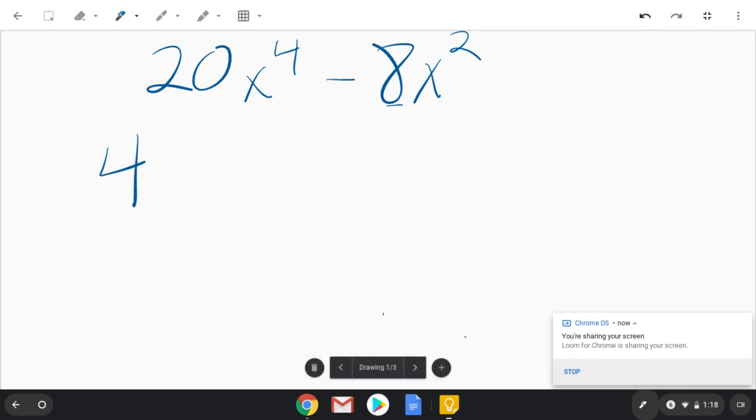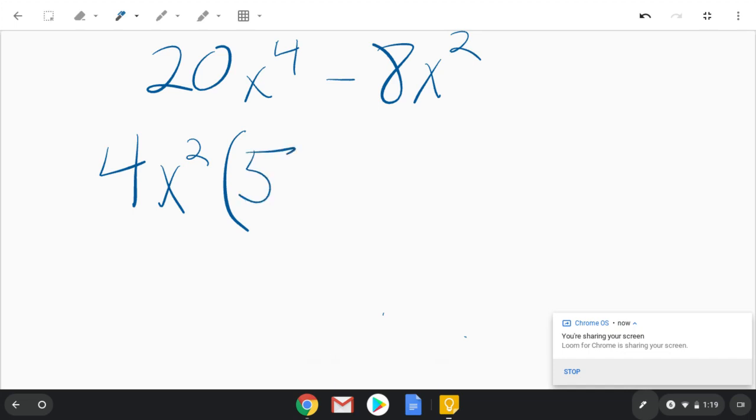Now, as far as the variable part, the biggest x that they both have in common is x to the second power. So you can't pull out an x to the fourth because the second term doesn't have an x to the fourth to pull out. So, all right, now for the actual factoring part, 4 times 5, I know gives me 20, and then x squared times x squared gives me x to the fourth.